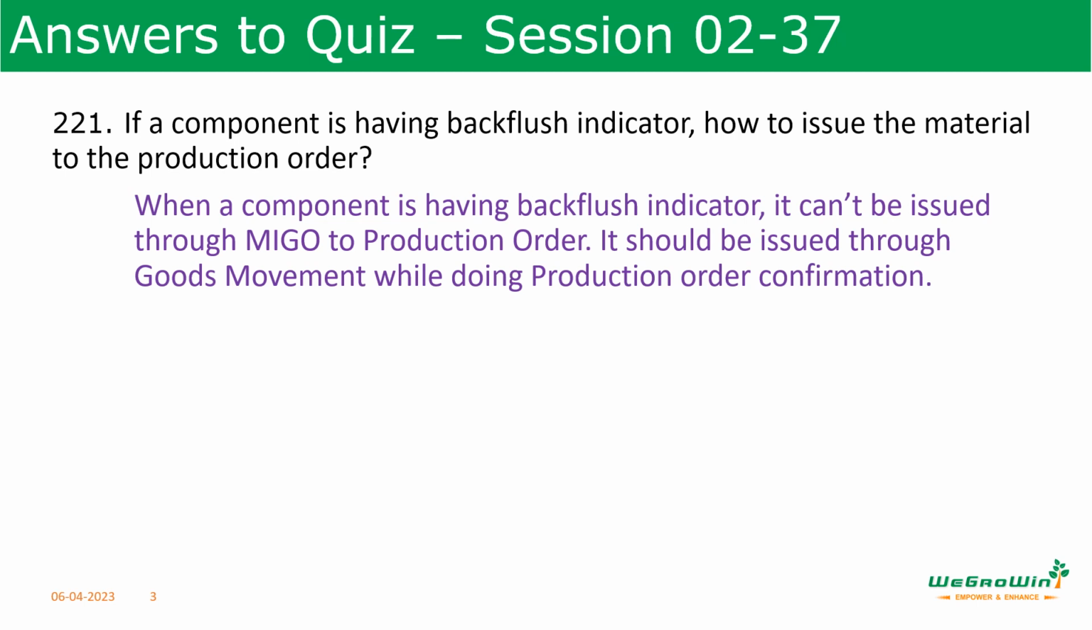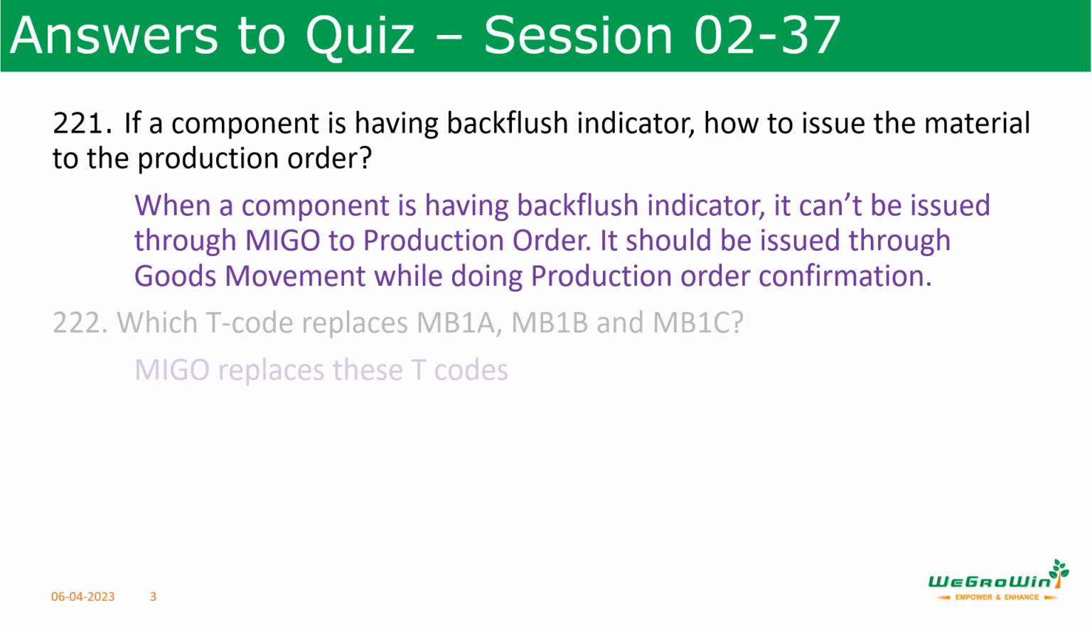If a component has the backflush indicator, how do we issue the material to the production order? When a component has the backflush indicator, it cannot be issued through MIGO to a production order. It should be issued through goods movement while doing production order confirmation. Which T code replaces MB1A, MB1B and MB1C? All these transactions are replaced by one code. That is MIGO. MIGO replaces all these T codes.